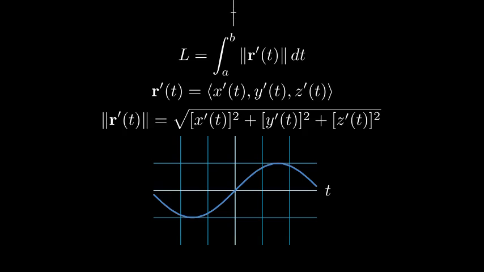Intuitively, we're adding up the infinitesimal distances traveled along the curve. The magnitude of R prime of t gives us the instantaneous speed of movement along the curve. And when we integrate this over the interval from a to b, we get the total distance traveled.